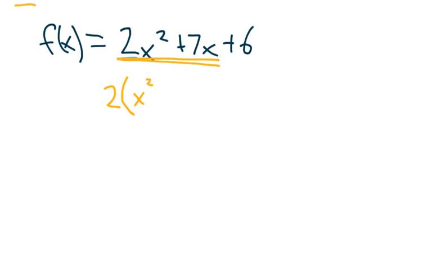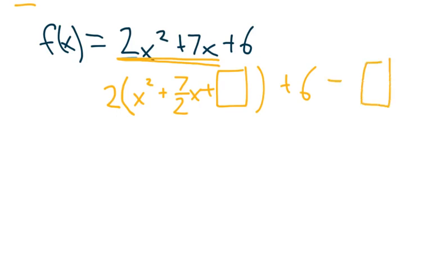X squared plus 7 over 2 x plus something, parentheses, plus 6 minus, now here's the thing, I'm not just going to put minus box, I'm going to put minus 2 box, because eventually I'd have to distribute this 2 here, and I'm adding something, or whatever I'm adding, I'm timesing it by 2 first. So I have to subtract 2 times that same thing. Now, the numbers look nasty, but fractions are your friends, and we just follow the process.